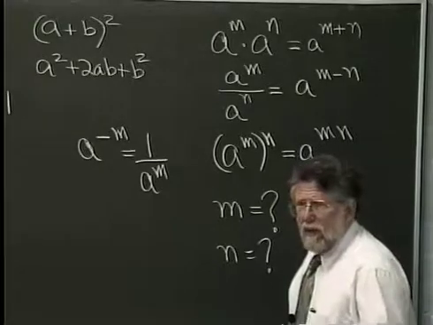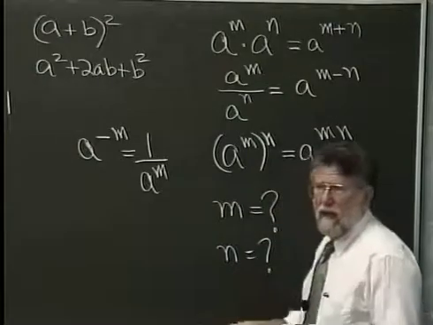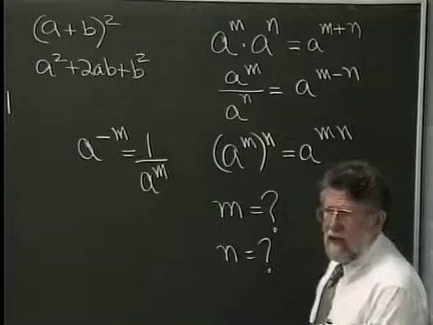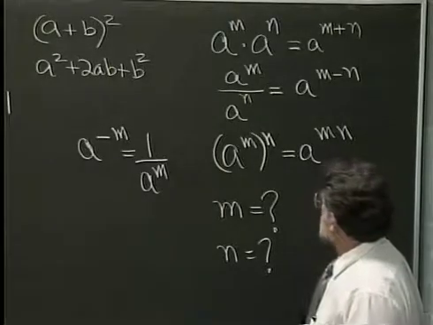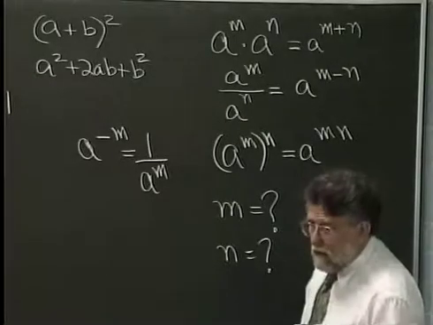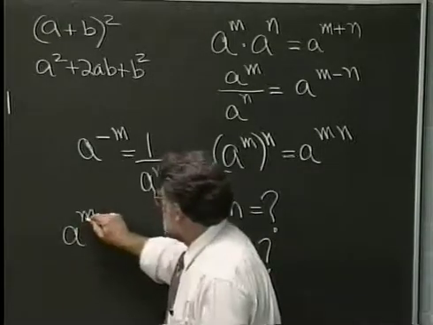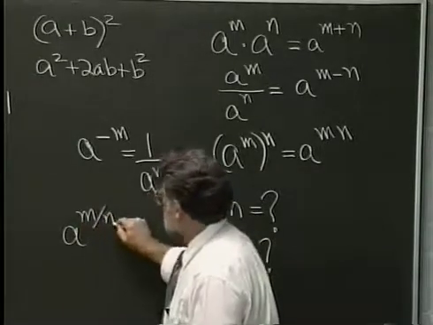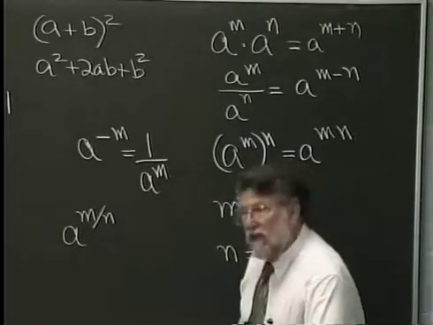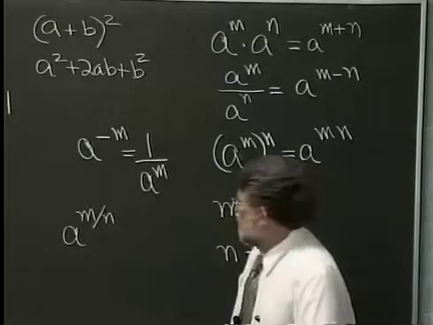In that sense, all the rules work whether or not m and n are positive, negative, or fractions. The only restriction would be that if I had a to the m over n, let's talk about that one. How would we interpret a to the m over n? Well, we would have to say that n could not be what? 0.